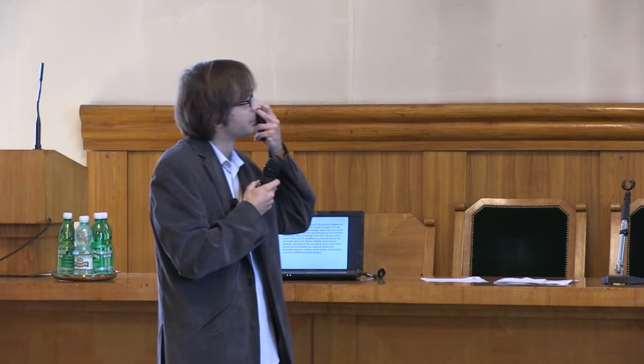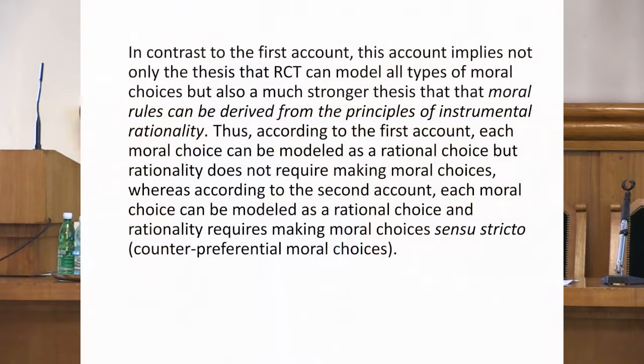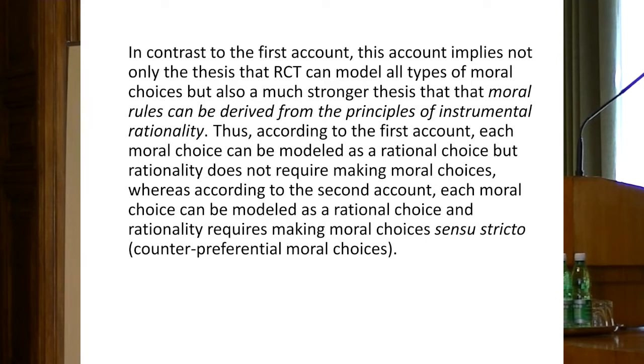Before passing to a critique, just several general remarks. In contrast to the first account, this account implies not only the thesis that rational choice theory can model all types of moral choices, but also a much stronger thesis, which would be philosophically very attractive, to some extent revolutionary, that moral rules can be derived from the principles of instrumental rationality. Thus, according to the first account, each moral choice can be modeled as a rational choice, but rationality doesn't require making moral choices. Whereas, according to the second account, each moral choice can be modeled as a rational choice, and rationality requires making moral choices sensu stricto, those counter-preferential moral choices.